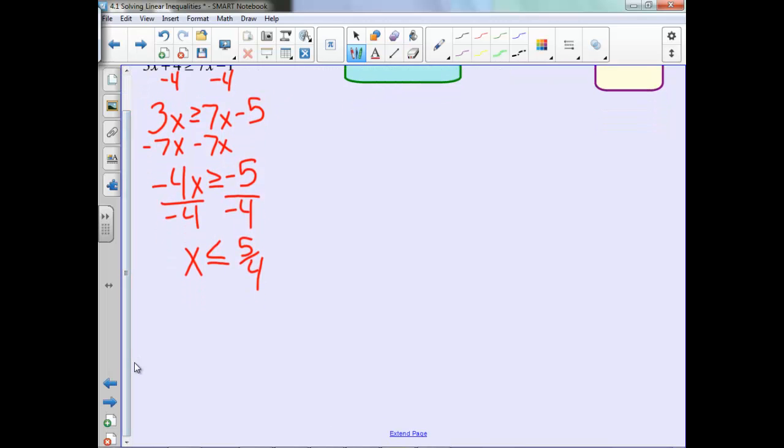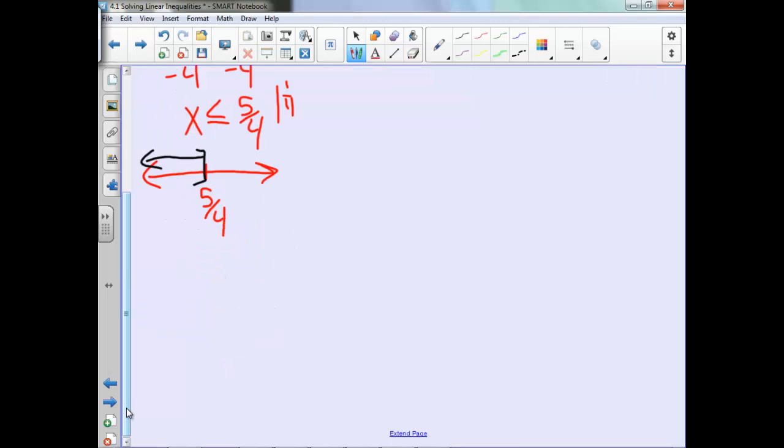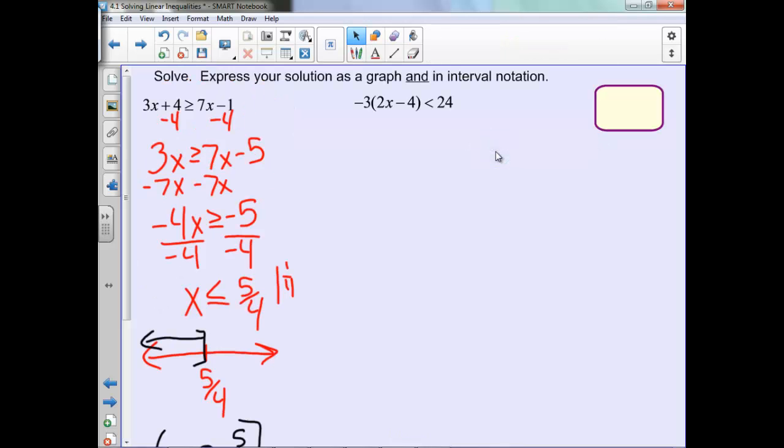We've got to write this on a graph. Remember, this is 1 and a 4. We want the numbers less than or equal to. So we have the equal, so we've got a bracket. And we want the numbers less than that, so we're going to the left. But then we also need interval notation. So that means we want all the numbers from negative infinity up to 5/4, but including 5/4. So we've got our bracket. Next one.